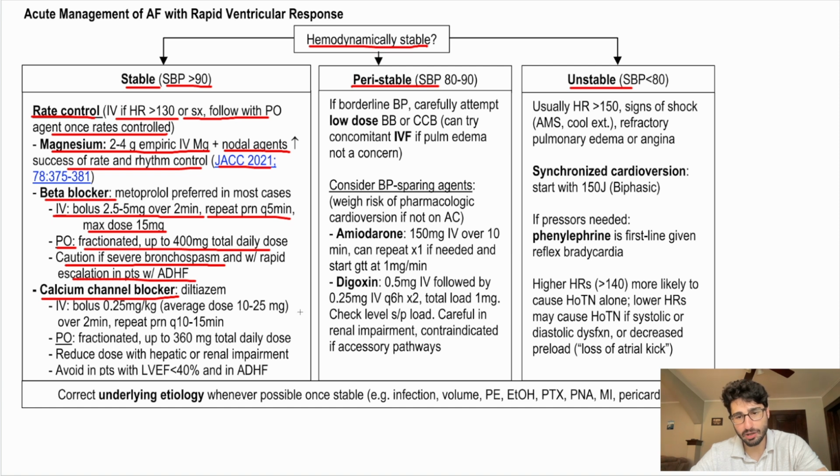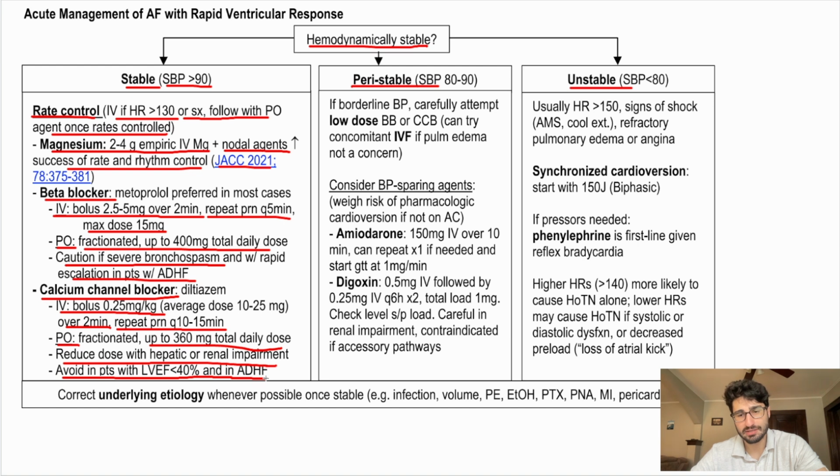Diltiazem, a calcium channel blocker, is another effective option. The typical IV dose for this medication is going to be 0.25 milligrams per kg over 2 minutes, repeated every 10 to 15 minutes as needed. Oral diltiazem can be used afterward up to 360 milligrams daily. For this medication, dosage adjustments should be made in hepatic or renal impairment, and diltiazem should be avoided in patients with left ventricular ejection fraction less than 40% or those in acute decompensated heart failure.